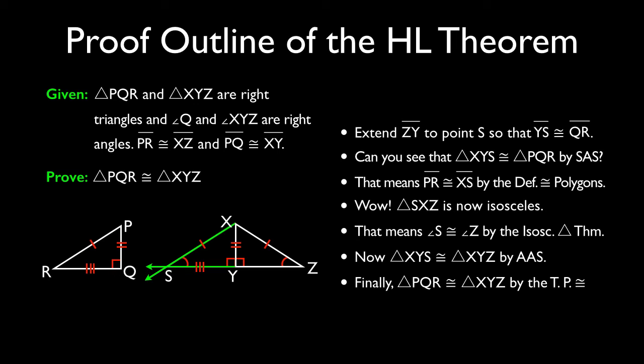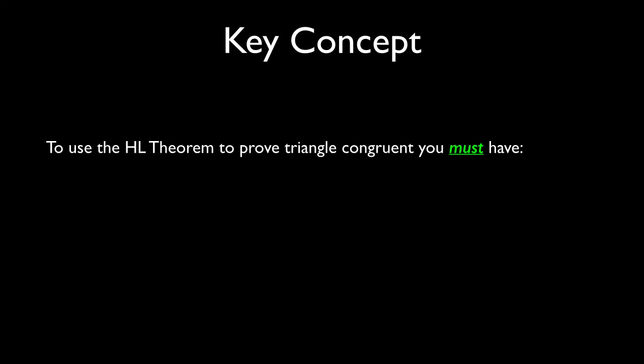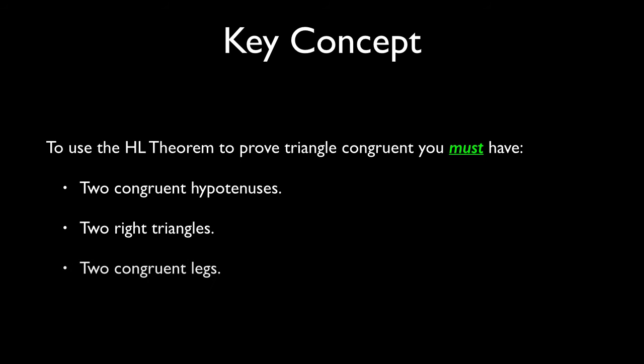Okay, so that's an outline of the proof. The actual proof would be a little bit more extensive. Now, in order to prove the hypotenuse-leg theorem, you must have two congruent hypotenuses. Obviously, in order to have hypotenuses, you must have two right triangles. And of course, along with those hypotenuses and right triangles, you have to have two congruent legs. So notice, even with hypotenuse-leg, there are three corresponding parts that are congruent in these triangles.